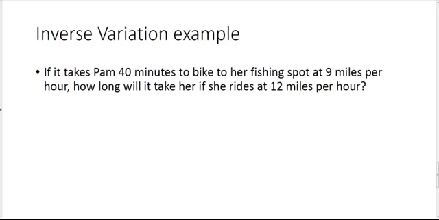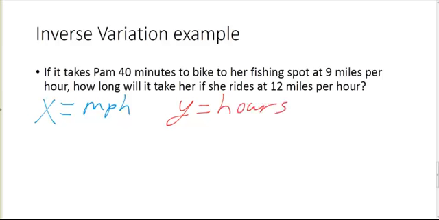As we think about this, we know that as Pam rides faster, her minutes should go down. And if we think about it a little bit more, we are going to want to divide our miles per hour into our miles, so we get just hours. So to make that easy on us, we're going to say x is miles per hour. So mph is miles per hour, and then my y will be hours. As we look at this, we now have to figure out what our k would be, and it would be the distance her fishing spot is away from Pam.